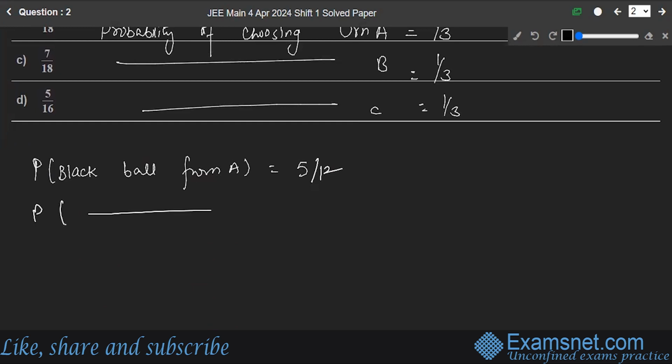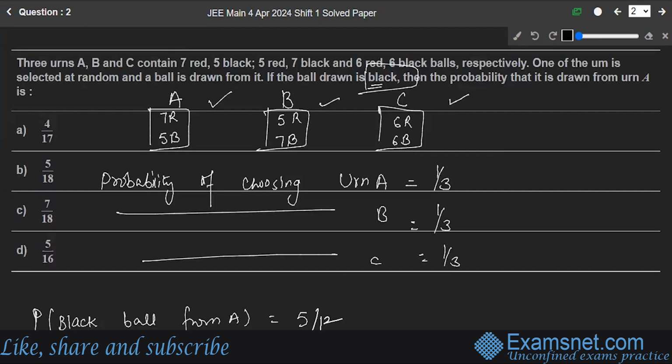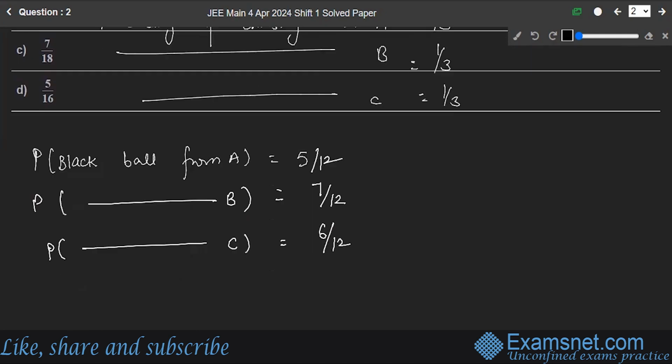Similarly, probability of a black ball from B, probability of a black ball from C. So how many black balls were there in B? There were 7 out of 12 and 6 out of 12. Okay, so what do you want to find now? You have to find, if the ball drawn is black, the probability that it is from urn A.